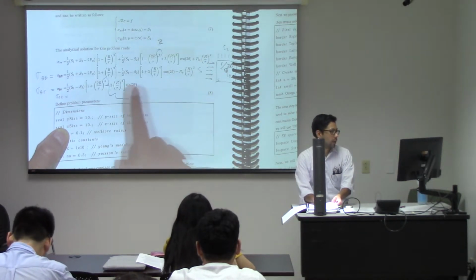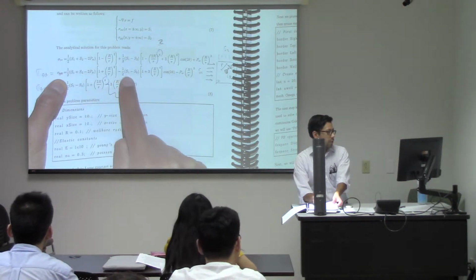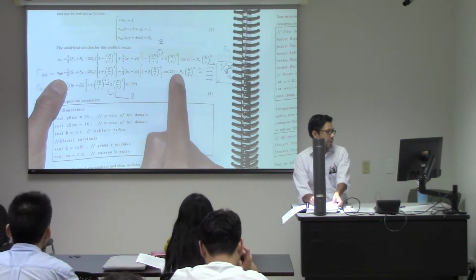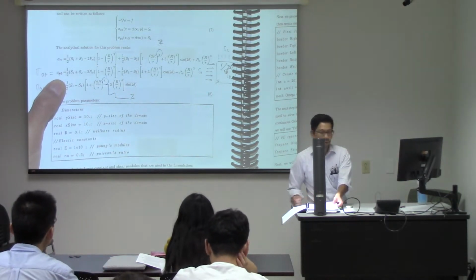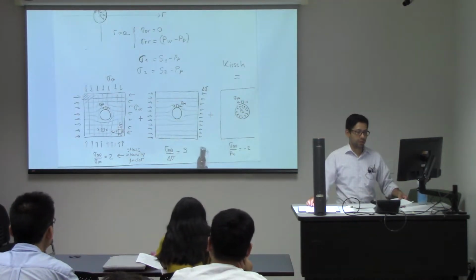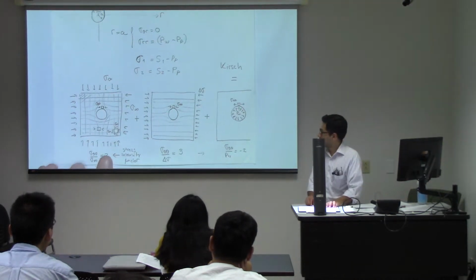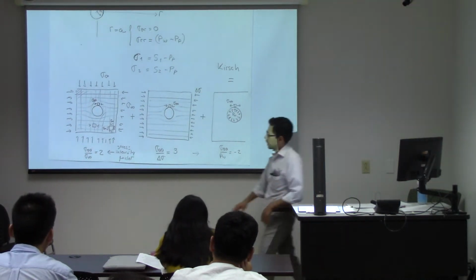And for example, for the hoop stress, you see they have also their own sign. And in this case, for example, this is negative. But that's it. The Kirsch solution is just a summation of these 3 solutions. And the important thing to remember here is this stress intensity factor.